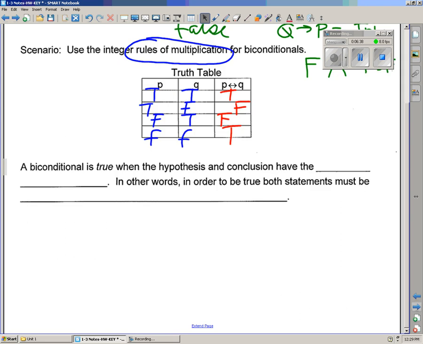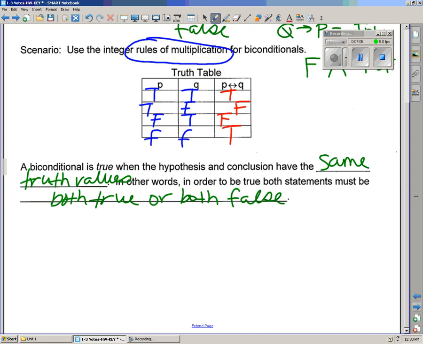So then where we are here is a biconditional is true when the hypothesis and the conclusion have the same truth values. In other words, in order to be true, both statements must be both true or both false. All right, so there we go for your biconditional.